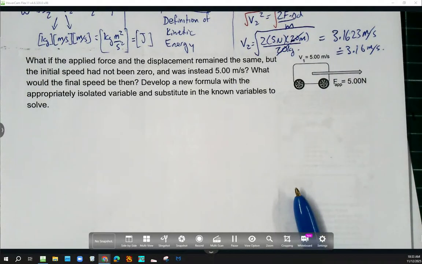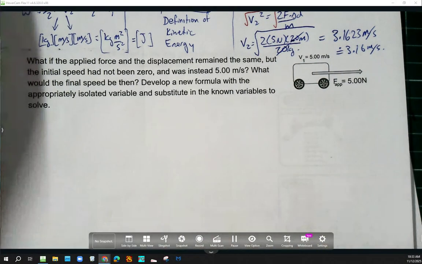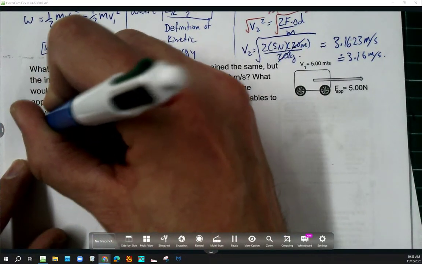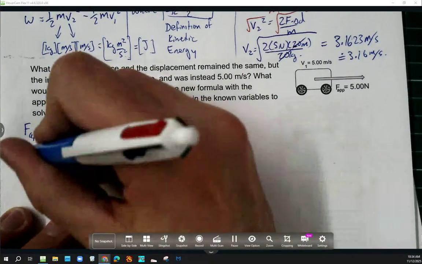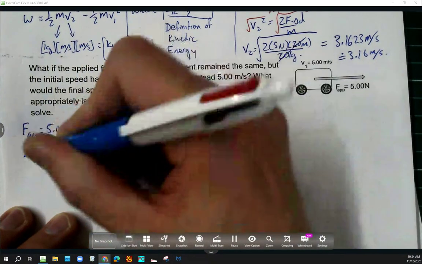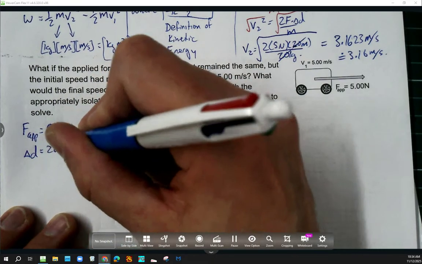We got a cart that's in motion. And it's the same situation that we had up above. We got an applied force of 5 newtons acting on this cart. We've got a displacement that the cart's going to experience of 20 meters. So we're rolling it along at 20 meters. Maybe it's a rocket cart.